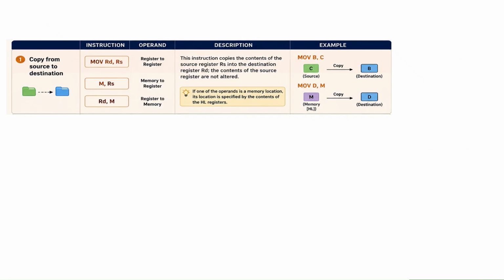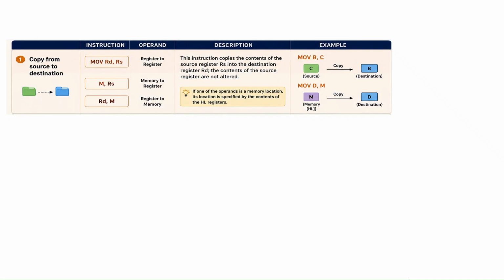Okay, so the first instruction that we will cover is MOV. Let's just start with an example. If the instruction is MOV B, C, it means B is the destination register and C is the source register. The data of the source register will be copied to the destination register. Here, the data of the C register, that is the source register, will be copied to the destination register, which is B register.